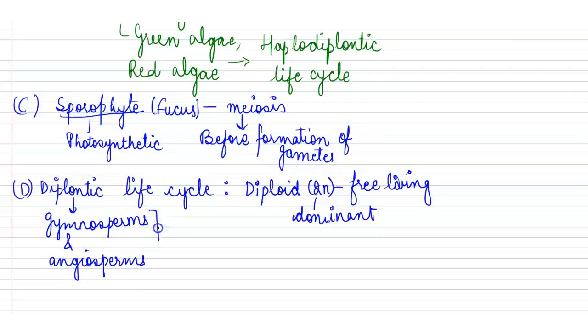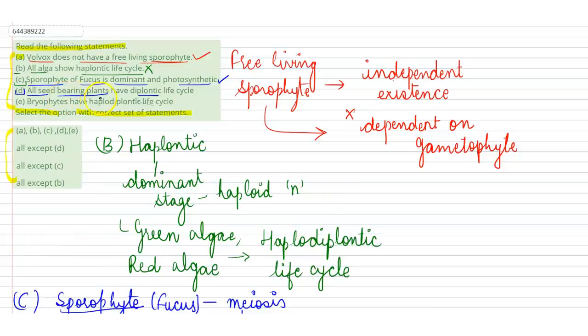All the gymnosperms and angiosperms are together referred to as seed bearing plants. These all have diplontic life cycle. So our statement D is also correct, that all the seed-bearing plants have diplontic life cycle.